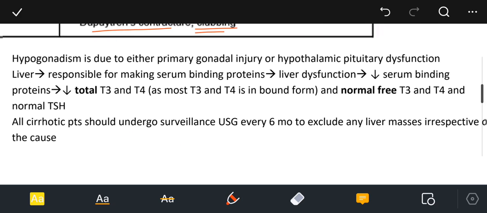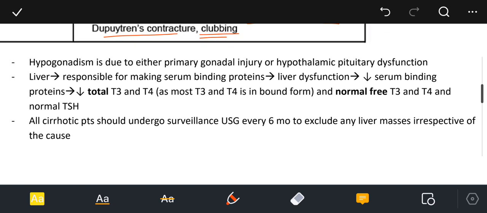Hypogonadism is due to either primary gonadal injury or hypothalamic pituitary dysfunction. The liver is responsible for making serum binding proteins, which are decreased in liver dysfunction. Decreased serum binding proteins decrease total T3 and T4, as most T3 and T4 is in the bound form, and normal free T3 and T4 and normal TSH will be there, because the TSH is affected by the free T3 and T4, but the total amount of T3 and T4 will be affected by the bound form of the T3 and T4. So this is how it works.